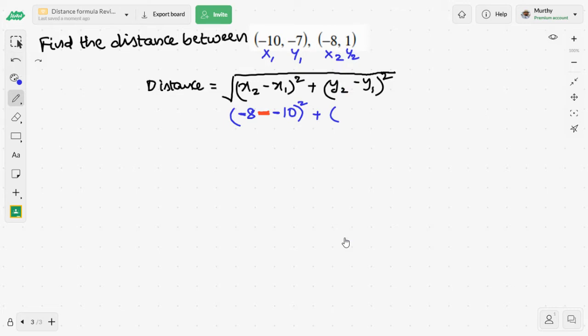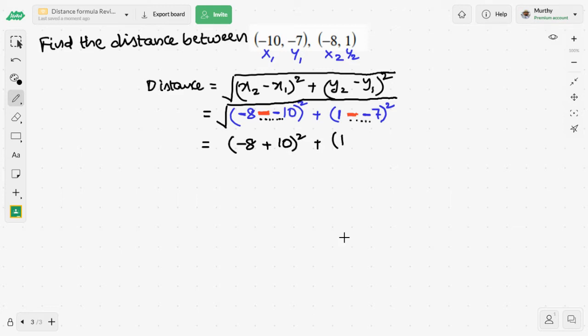Okay, so y2 is 1, subtract y1 is negative 7. As I mentioned before, if you have to write a double negative sign, don't hesitate, just write them side by side. Then we'll see what to do in the next step. Now you have to simplify them. Don't avoid any steps. I personally prefer you to write everything in detail. So negative of negative -8, it is positive, plus 1 negative of negative, that is positive 7.